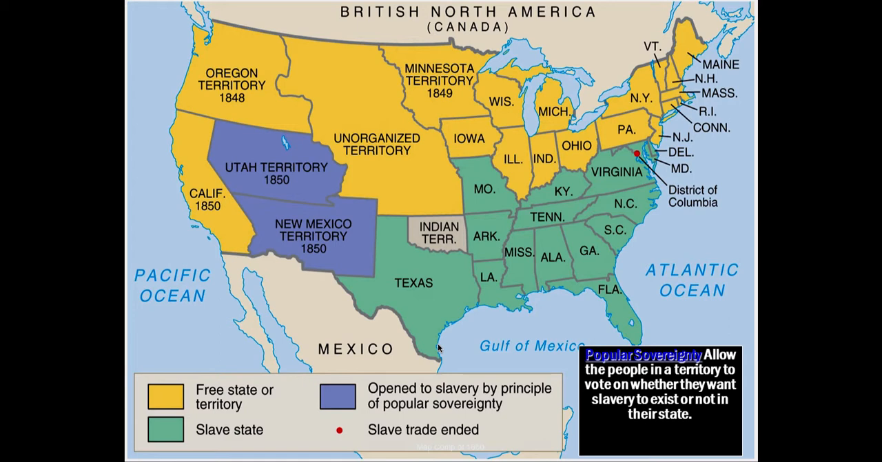So there's Utah Territory and New Mexico Territory in 1850. California admitted as a free state, 1850. See a little red dot in the District of Columbia. Slave trade is ended. And there's all of your slave states in green. Free states or territory in the gold.